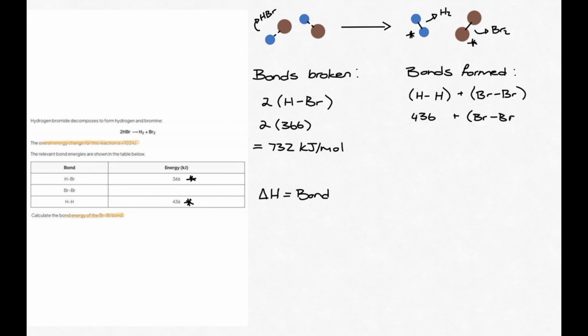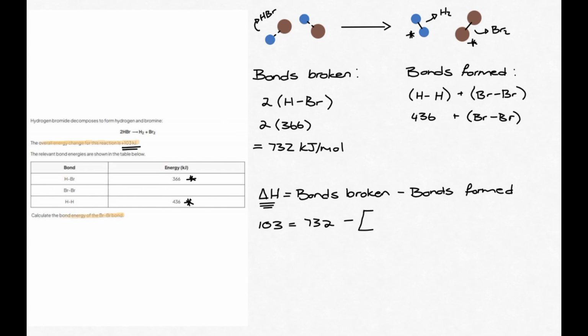We're going to calculate the change in enthalpies. And like before, it stays the same. It's my bonds broken minus my bonds formed. So in my question, they give me my change in enthalpy as 103 kilojoules per mole. This will then be equal to my bonds broken, which is 732 kilojoules, minus my bonds formed.